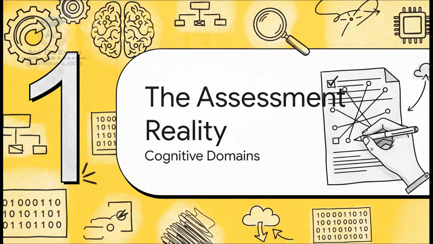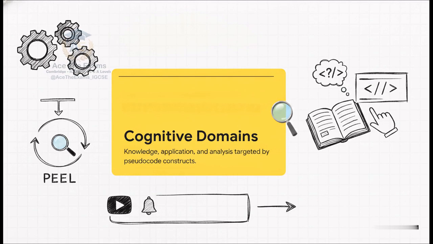We need to completely demystify what actually happens when a Cambridge examiner looks at your test paper. Examiners are not just checking boxes on a rubric, they're actively evaluating your cognitive processing. The assessment objectives for 4.1 pseudocode constructs target three very distinct cognitive domains. These are knowledge and understanding, application, and analysis.